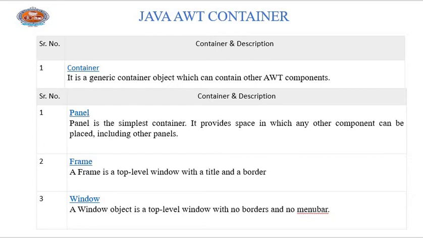Next, Panel. A panel is the simplest container. It provides a space in which any other component can be placed, including other panels. Next one is Frame. A frame is a top level window with a title and a border. Next one is Window. A window object is a top level window with no borders and no menu bar.